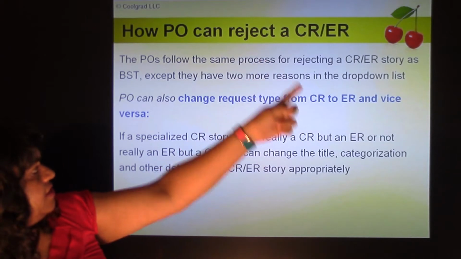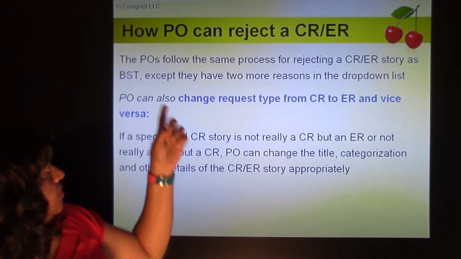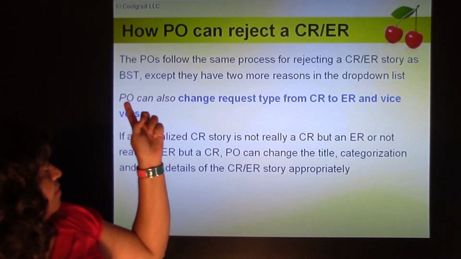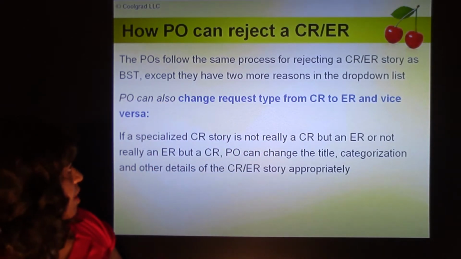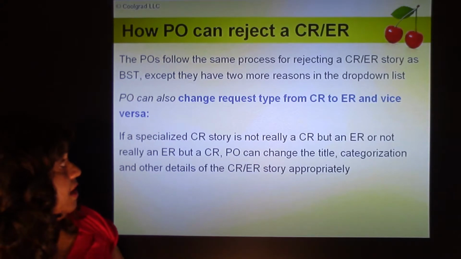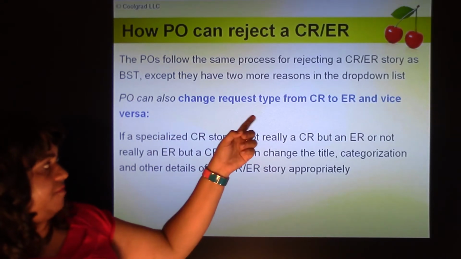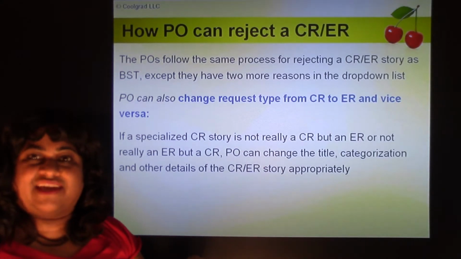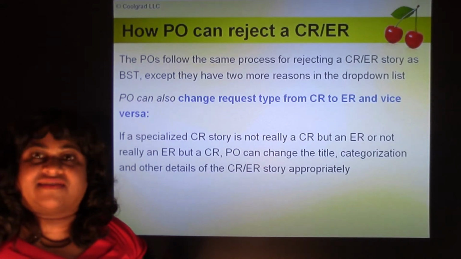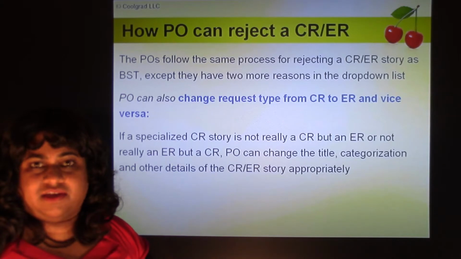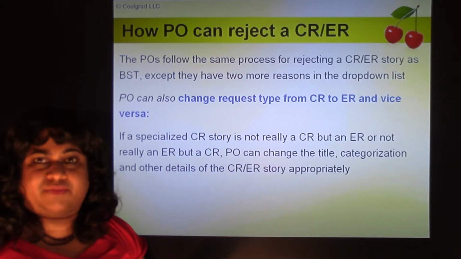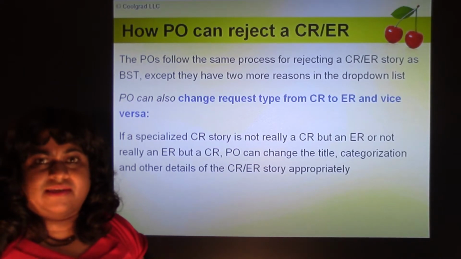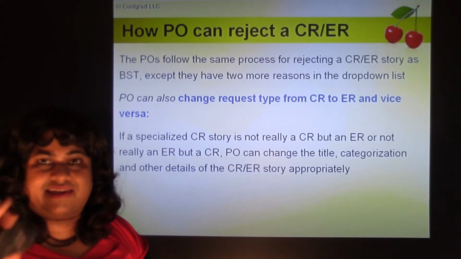How can the PO reject a CR or ER? POs follow the same process for rejecting a CR or ER story as the BST, except they have 2 more reasons in the drop-down list. And a PO can also change a request type from CR to ER and vice versa. So the business support team thought it's a CR, but the product owner knows better. He says it's an ER, enhancement request. Or the business support team thought it's an enhancement request, but the product owner was able to identify a particular user story which already had this kind of functionality, and so they said it's really a CR.